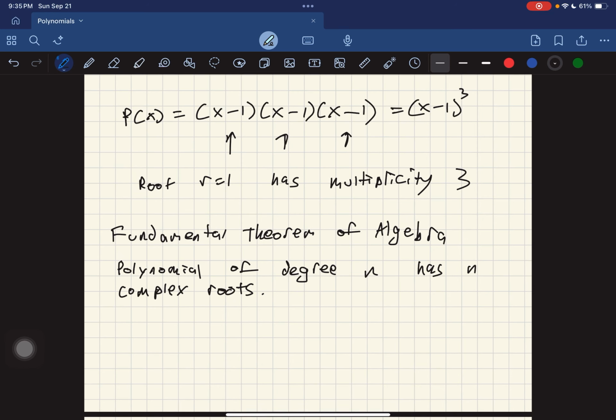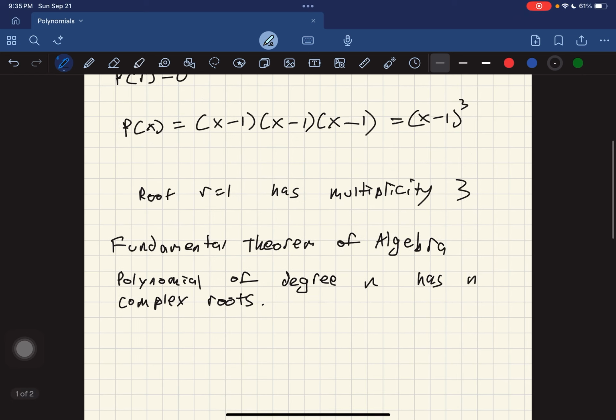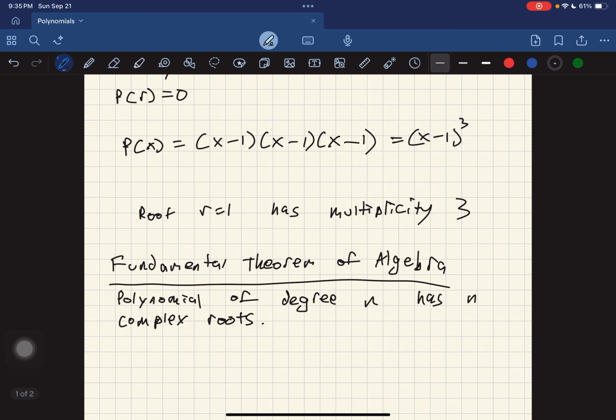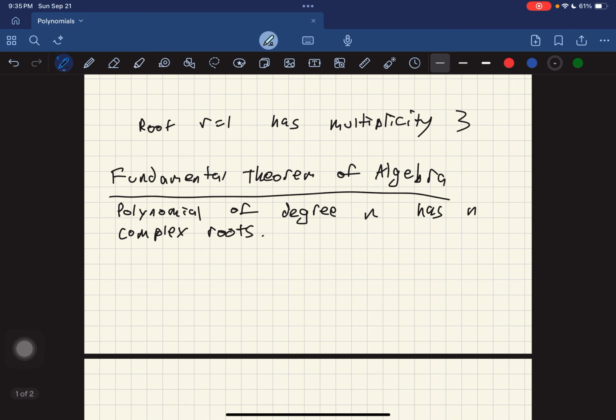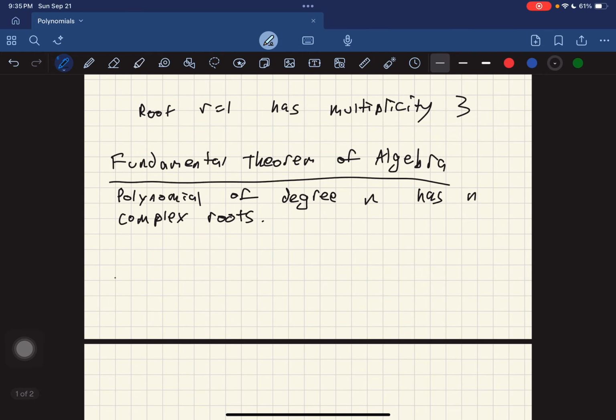For example, in this case, the degree would be 3 because the x term would occur 3 times. However, the only different root that appears is x equals 1. So when we say that the fundamental theorem of algebra states that a polynomial of degree n has n complex roots, it includes roots that have a certain multiplicity. If a root is counted more than once, each time it's counted as a root. That's basically what the fundamental theorem of algebra is, and this gives us a new piece of information.